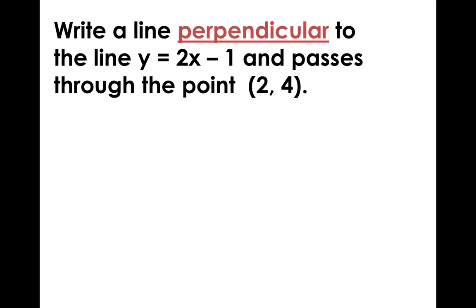Looking at number 10 right here, what are we saying? Well, we're going through the same process. Is it in slope-intercept form? Yes, it is. Pause the video and see if you can come out with the correct answer, which is negative 1/2 x plus 5.